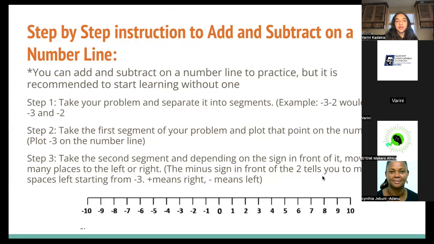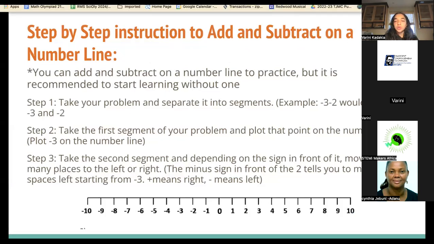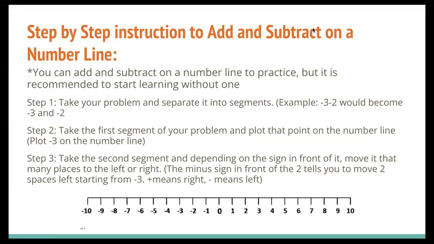To add and subtract with negative numbers, one way you can do it is through a number line. You can add and subtract on a number line to practice, but it's recommended you start learning without one, so you can do these calculations relatively quickly. You're going to take your problem and separate it into two segments. So negative 3 minus 2, like here, would become negative 3 and negative 2 as your two parts.